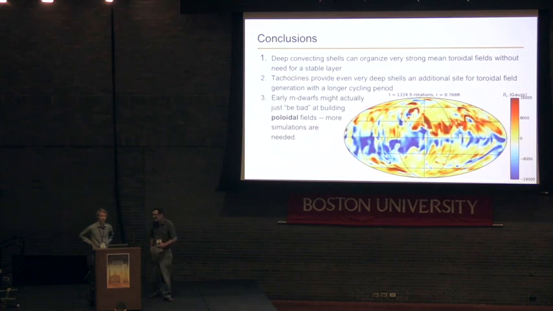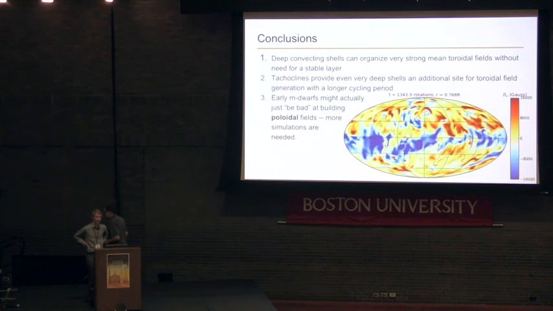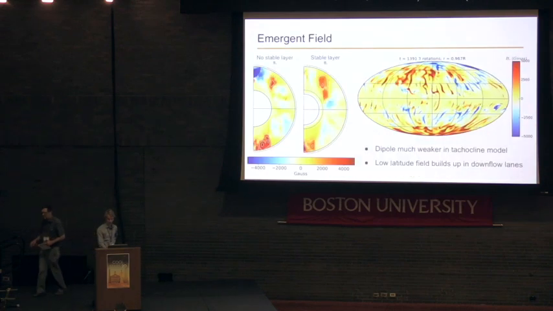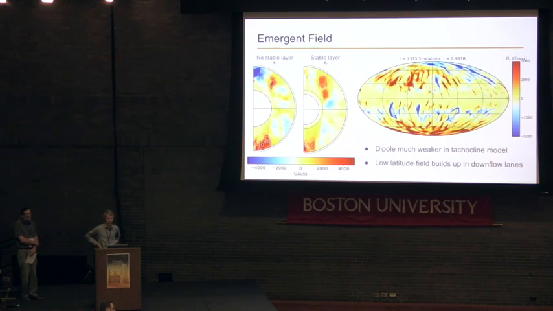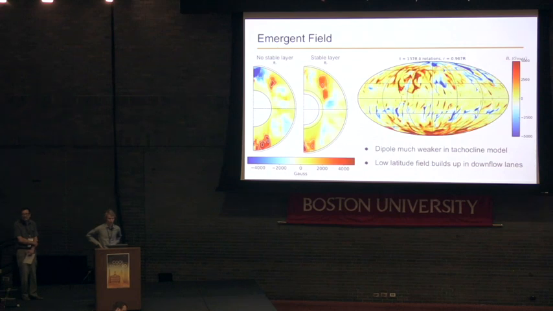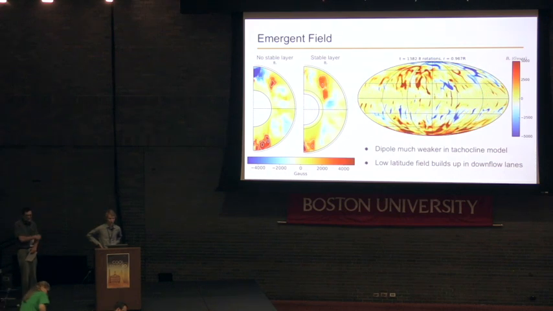Chris Johns-Krull, Rice University. In your emergent fields that you were showing, close to emergent, near the surface, the radial part, it's peaking at about 5,000 Gauss, but what is the surface average field you're getting there?